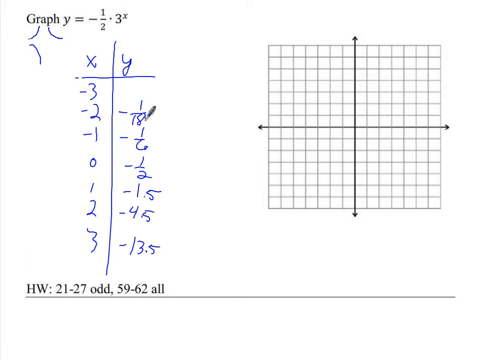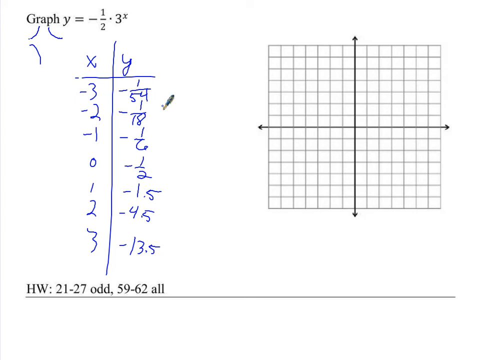Is that a pretty big number? It's a really small number. And then we'll do negative 3 as well, just to see how ridiculous it is. We have 3 to the negative third power, which would make 1 over 3 to the third. So that's 1 over 3 to the third is 27. So 1/27 is what we're looking at. But then times negative 1/2 would be negative 1 over 54. Really small number, but it's negative. So we got to make sure we graph that correctly.